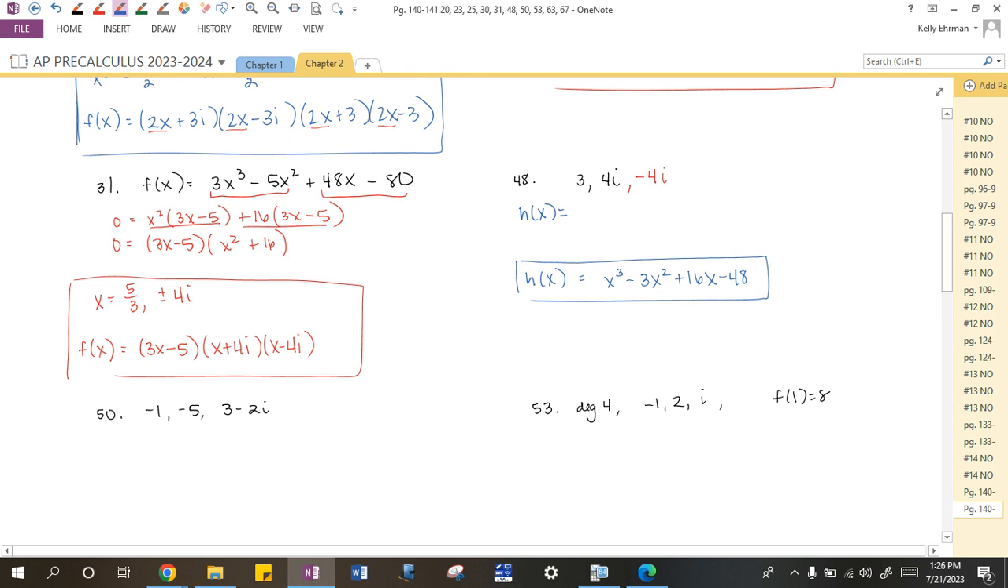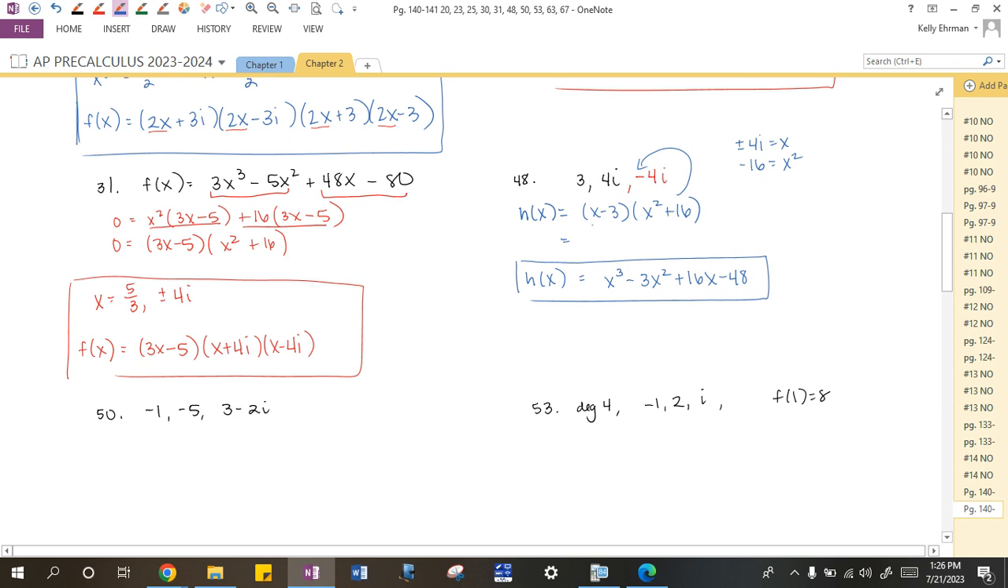And then if 3 is a zero, then x minus 3 is a factor. If plus or minus 4i is a zero, square both sides, you get negative 16 because you're squaring 4 and squaring i. Negative 16 equals x squared. So that means x squared plus 16 was one of the factors to give you those zeros. And then I just FOILed this together.